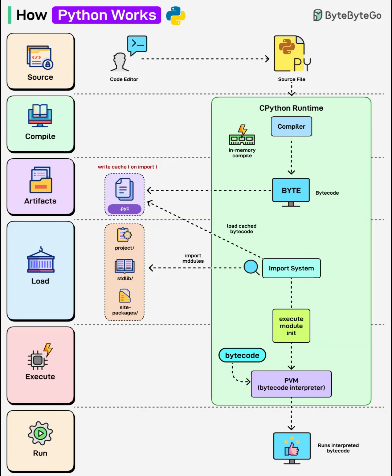Performance notes. The interpreter's flexibility carries overhead. Dynamic typing, reference counting, and object boxing add costs per operation. The global interpreter lock, or GIL, ensures memory safety for Python's C internals, which simplifies extensions but limits parallel execution of Python bytecode across threads.